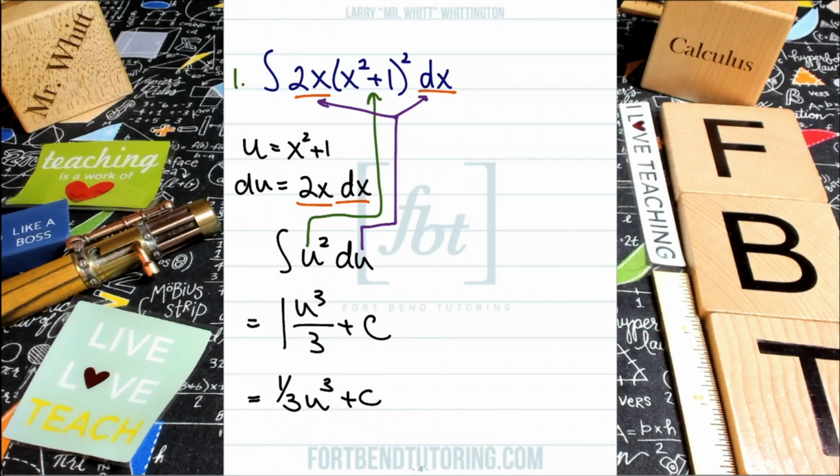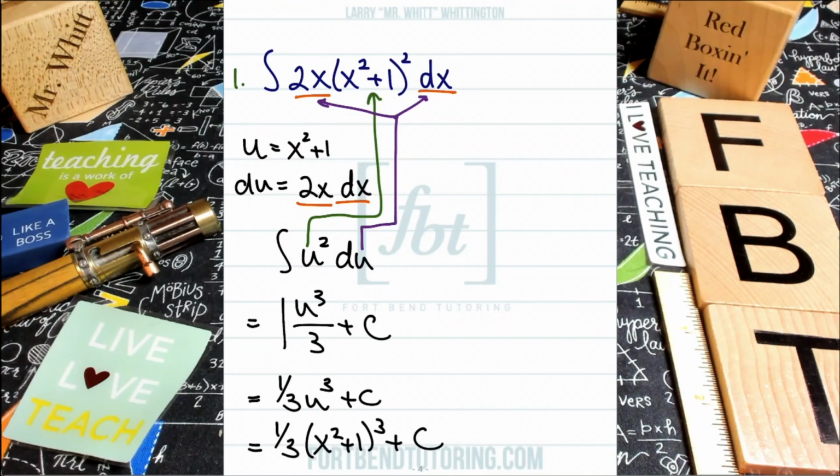So now I'll back substitute x squared plus 1 back in for u, and we'll be able to rewrite this expression as 1/3 times the quantity x squared plus 1, cubed, plus your arbitrary constant c, and this is your answer. Red boxing it. Just like that, people. You have 1/3 times the quantity x squared plus 1, cubed, plus the arbitrary constant, and this is the answer to problem number 1.